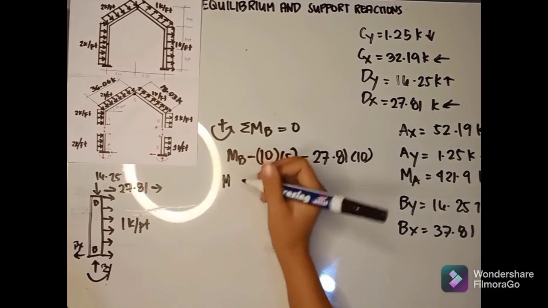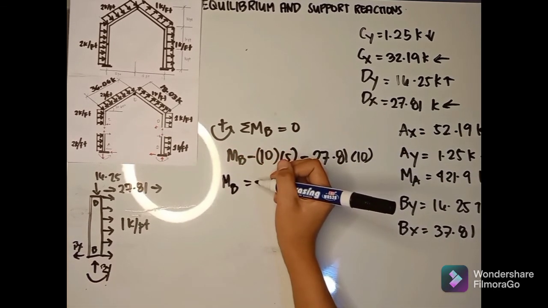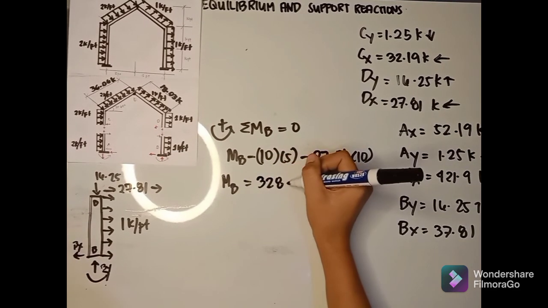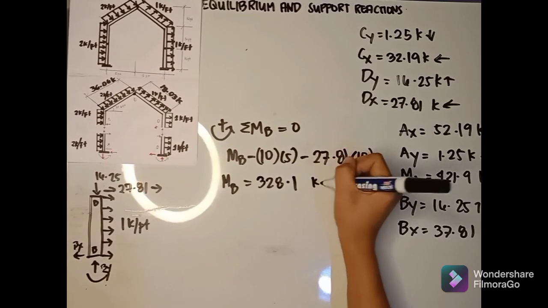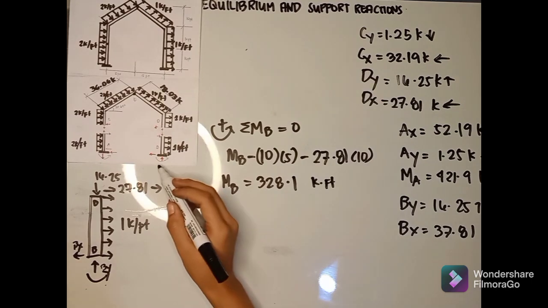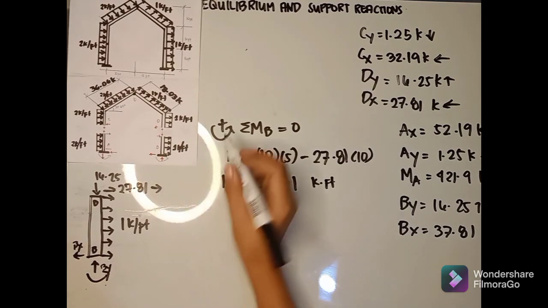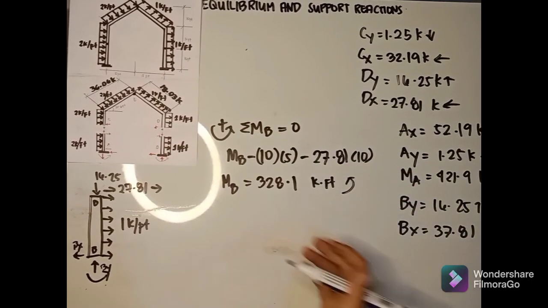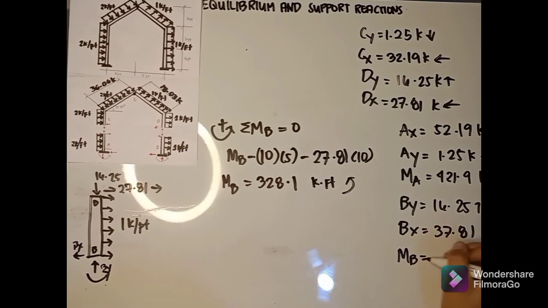So, solving for moment at B is equals to 328.1 kips feet, and our assumption here is counterclockwise. So, it is still counterclockwise because hindi naman siya nag-negative. So, we have now moment at B is equals to 328.1 kips feet. Okay.